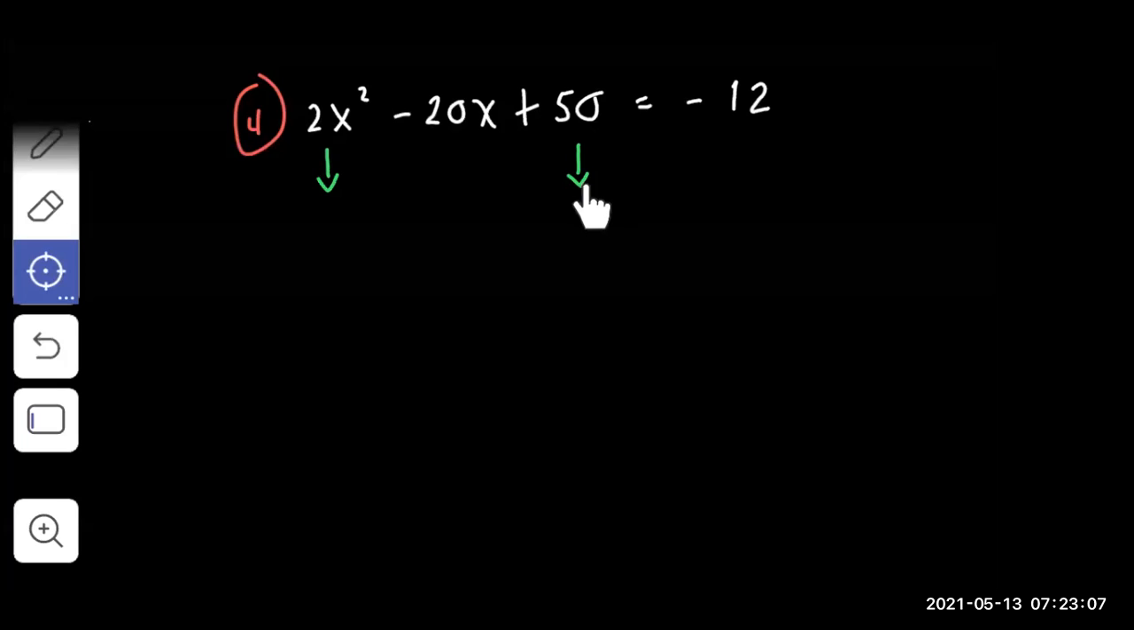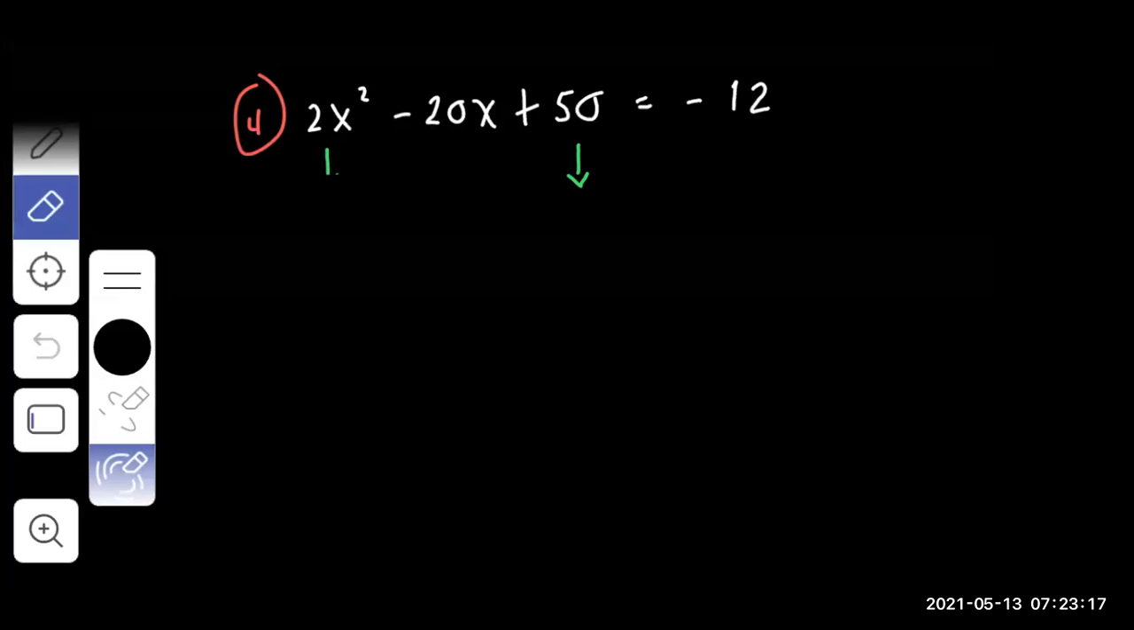How can I factor 50? I can't, because 7 times 7 is 49, which is the closest one. So this looks like this is not a perfect square. So you would say, no perfect square, no perfect trinomial square, so I leave it like that.